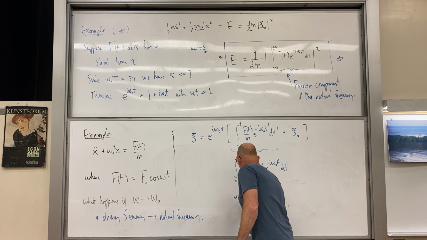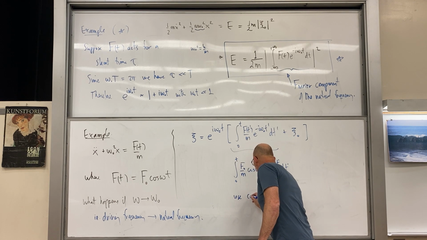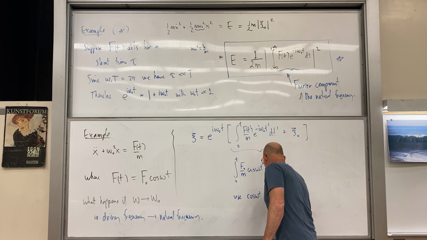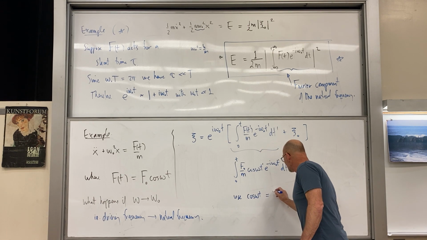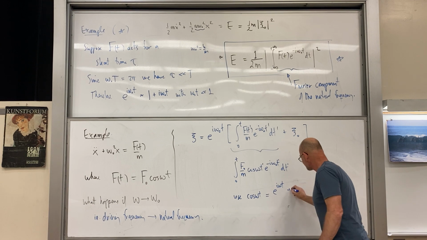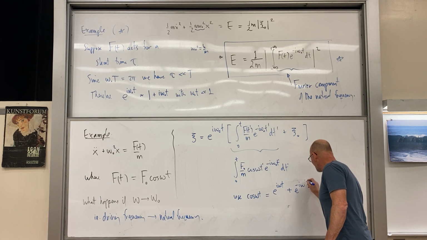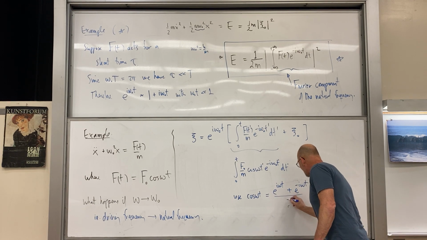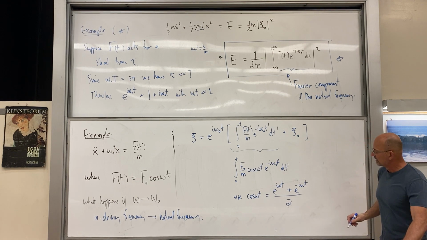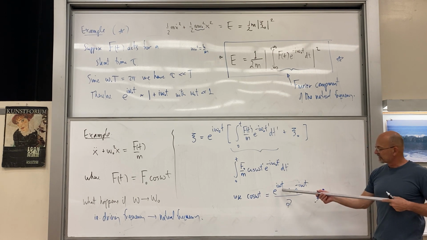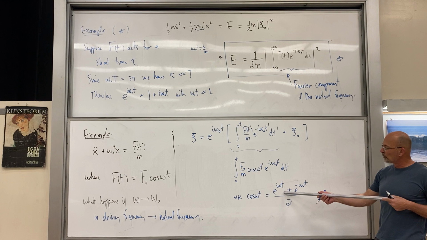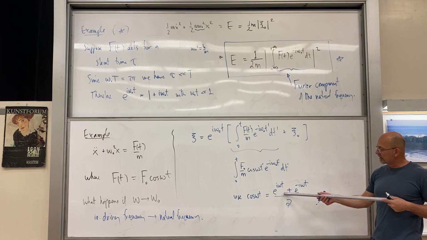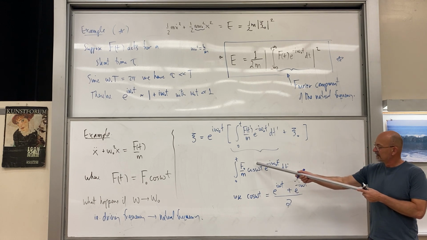Use cosine omega t equals e to the I omega t plus e to the minus I omega t divided by 2. That's real. This combination, this in fact is the real part of e to the I omega t, which is cosine. Okay. So we can take this function into here.